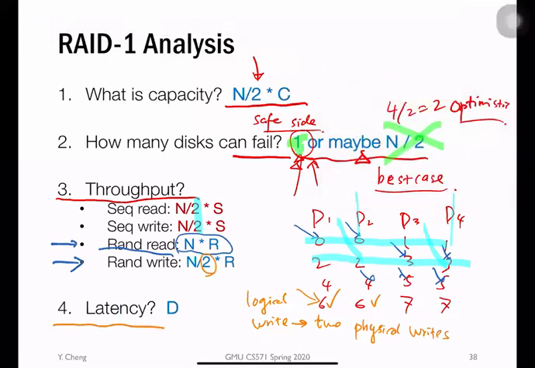So next, let's take a look at latency. Latency, again, the same. Recall D is the latency to serve any single outstanding random small IO, no matter whether it's read or write. So this single latency is still D. Okay, this is easy to understand. So that completes the second RAID configuration, which is RAID-1 or mirroring.